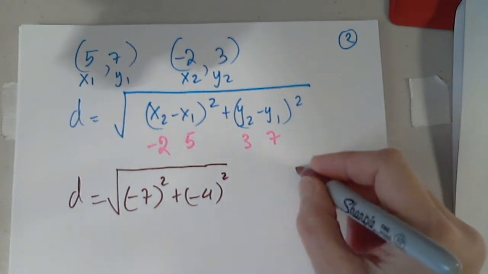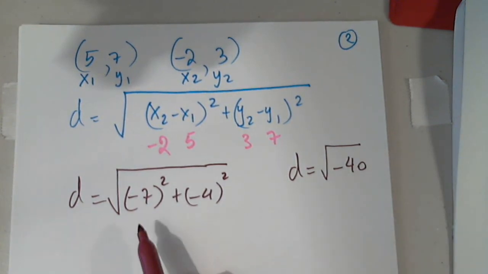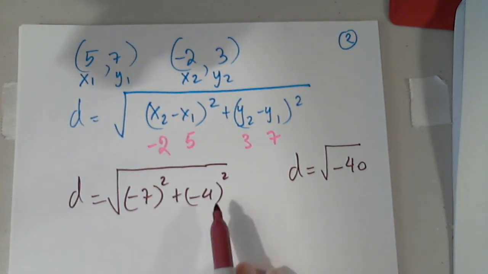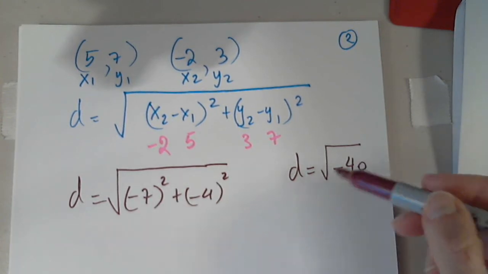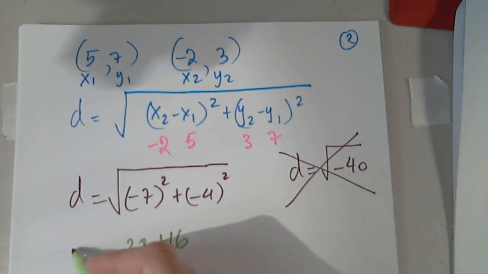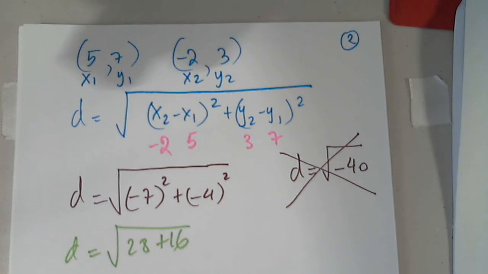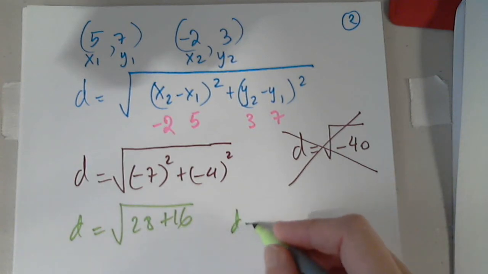If at any point in time you get a negative number when you square and add, no matter what, this number has to be positive. If you get something like this, you know this is terribly wrong. Something is not right. 7 squared is 28. 4 squared is 16. I have to add them. So 28 plus 16 is 46, is it? 44?